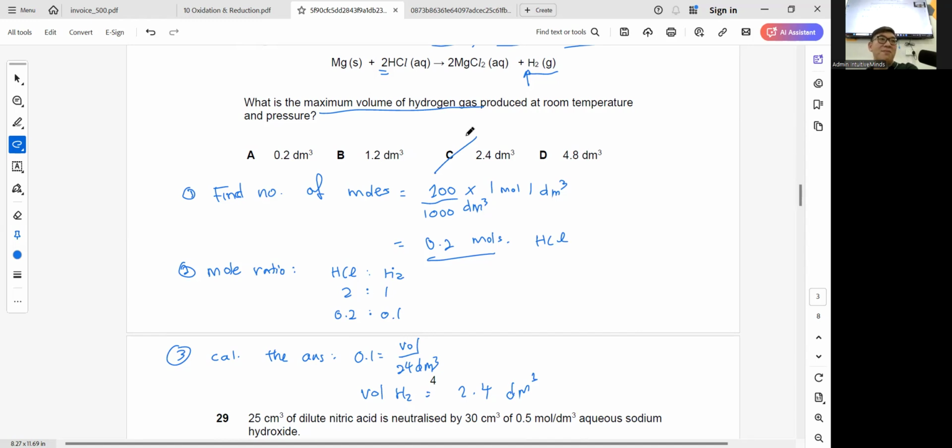A 3-step. A lot of these mole MCQs are a 3-step. You follow the 3-step, you'll be fine. So let's get the number of moles, get the mole ratio and calculate. Yep, it's always the same. If you notice all my presentations in the past, always the same 3-step.